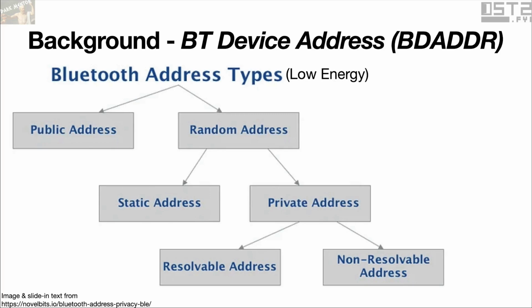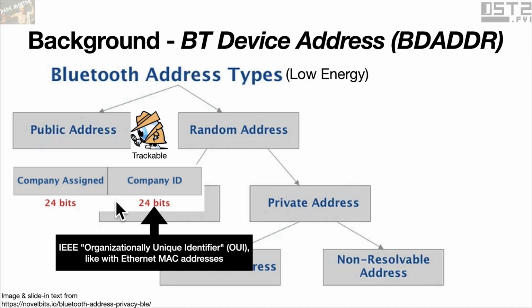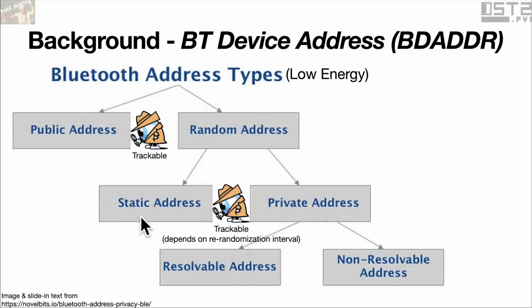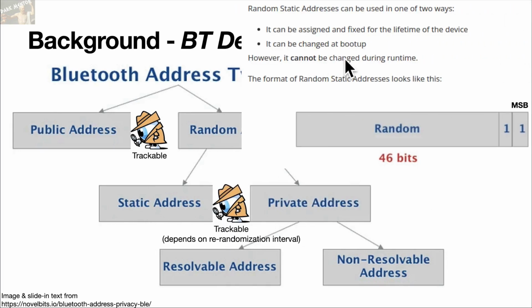Now, Bluetooth Low Energy did have some notion of randomization because they wanted to make it harder to track people. The first type of address is a public address, and that is exactly the same as Bluetooth Classic. It has an OUI, and it is trackable. The next type is called a static address, and it is trackable because it depends on the randomization interval, but most of the time it is assigned and fixed for the lifetime of the device. The most significant bits are going to be 1, so this is going to be an address that starts with hex nibble F, E, D, or C. If you see an address that's marked as random and starts like that, then you know it's a static address. Actually, these most significant bits are the only way you know whether it's static, resolvable, or non-resolvable. But again, this type is trackable.